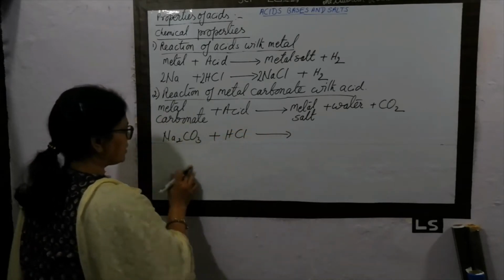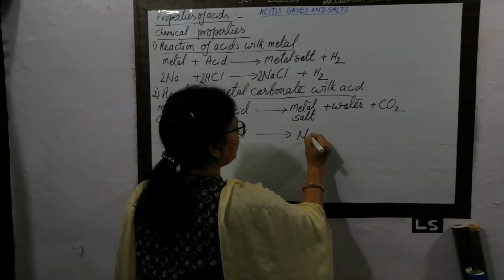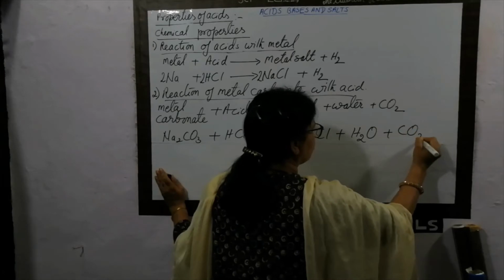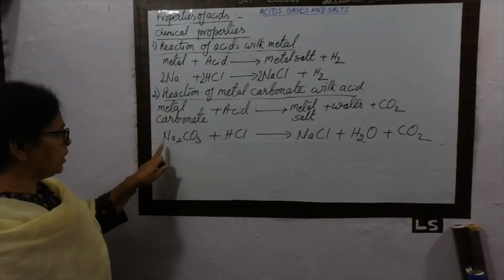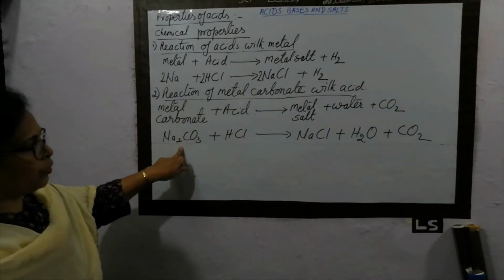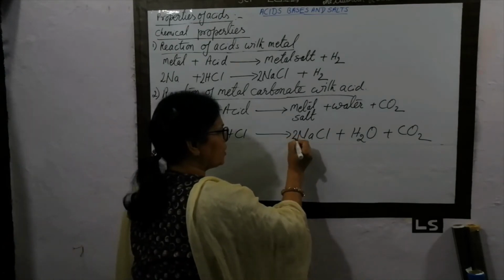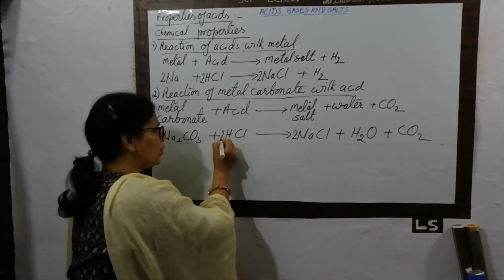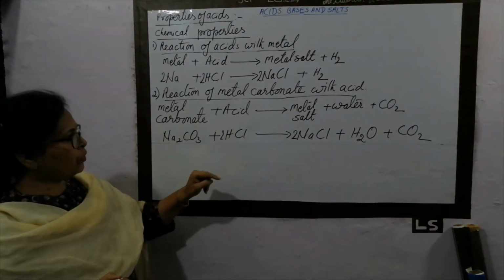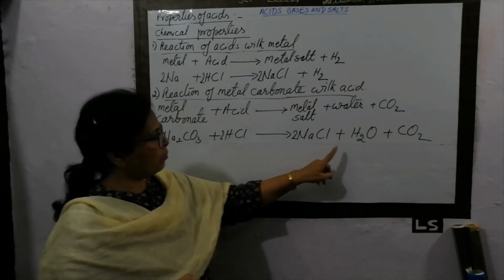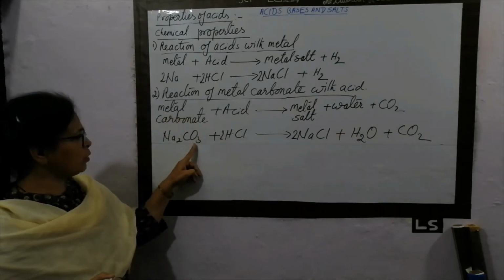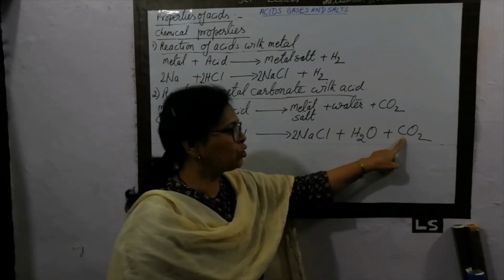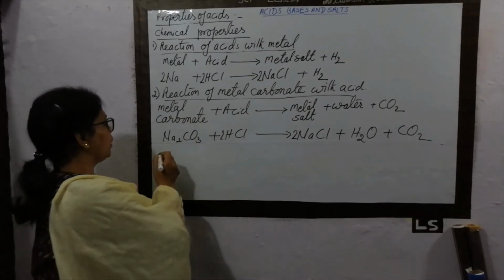Again the metal salt is here, chlorine combines with sodium to form NaCl. Water is released and carbon dioxide is also released. Now you have to balance the equation. Check from here: Na2, but here only Na is there. We must put a 2 here. Then Cl2 is also there, so we have to put a 2 here also. Now count the number of H. Here 2, here the number of H is 2, it's okay. What about the oxygen? O is 3 here, 2 plus 1, 3, it's okay. Carbon is 1, here carbon is also 1. Now it is a balanced chemical equation.